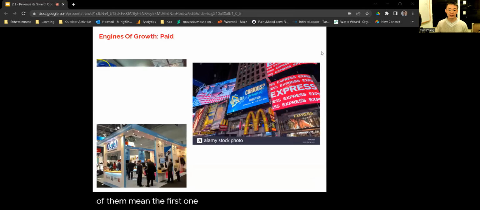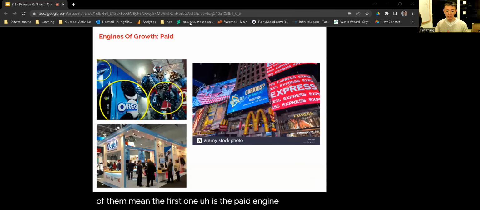the first one is the paid engine. Generally, the paid engine of growth refers to anything that falls under the category of advertising. And when Eric talks about growth, growth is mostly in and around not only customer acquisition, but also revenue growth as well. So generally, for most companies to grow, you get more customers and you get it through advertising, through getting the word out there.